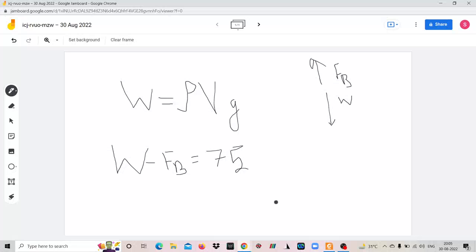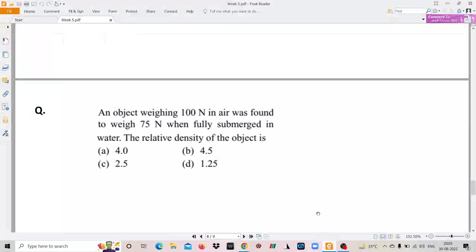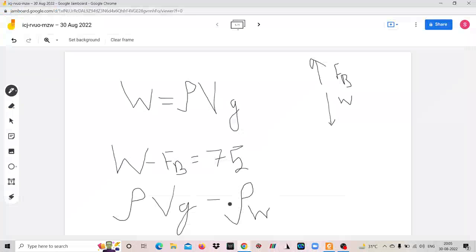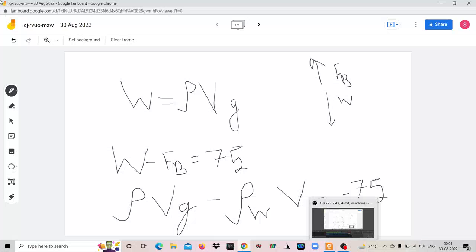So rho volume into g, this is the weight. What is force of buoyancy? Force of buoyancy is the weight of the fluid displaced. The fluid in this case is water, so rho w. Now it is given in the question that it is fully submerged in water, so the volume of the fluid displaced will be equal to the volume of the body. So rho V g minus rho w V g is equal to 75.